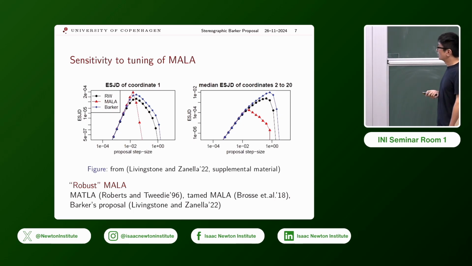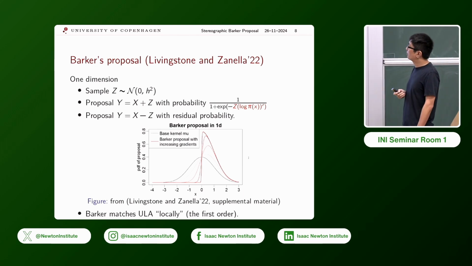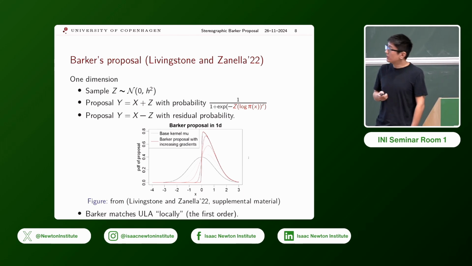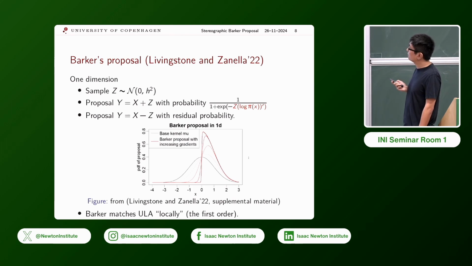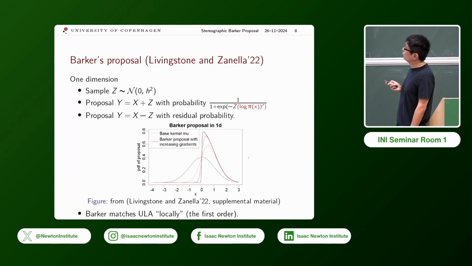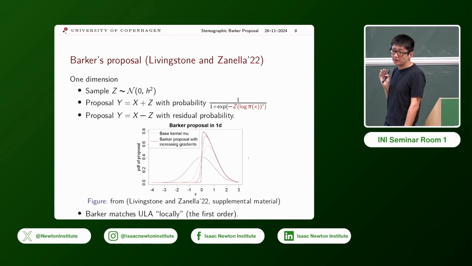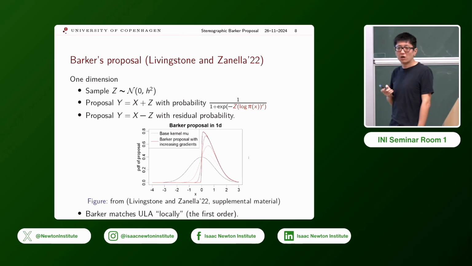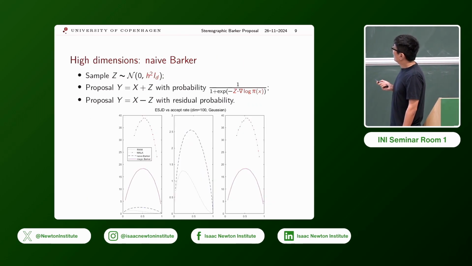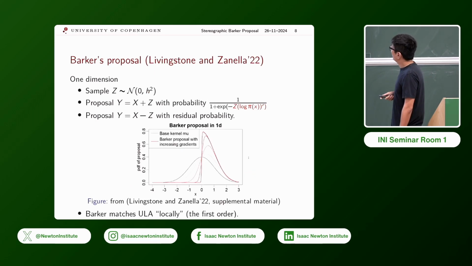So what is this Barker proposal? This is also a very simple proposal. This is the one-dimension case. Basically the proposal is as follows. You first generate a random walk called Z. But then you decide whether to propose moving forward or backwards. You use a probability to decide that, and the gradient is used in this probability. You can see if the proposal is in a good direction, the same direction as the gradient, then this probability will be larger than half, which means with more than half probability you will propose to move forward. Otherwise, you propose to move backwards.